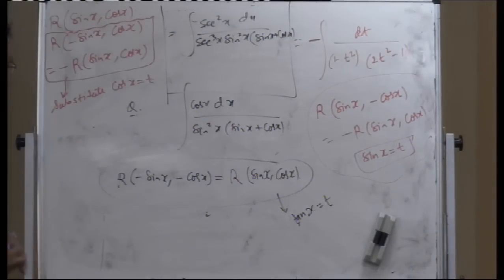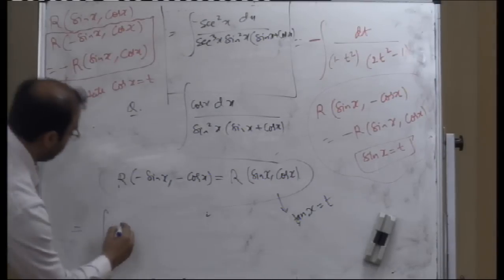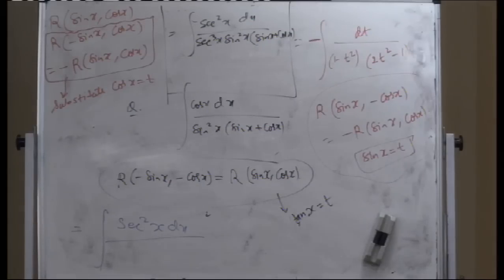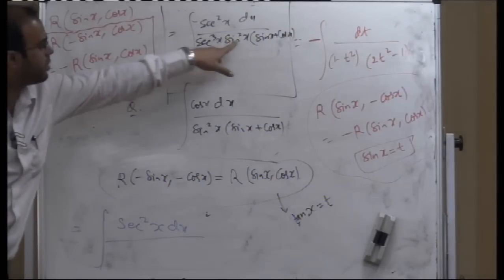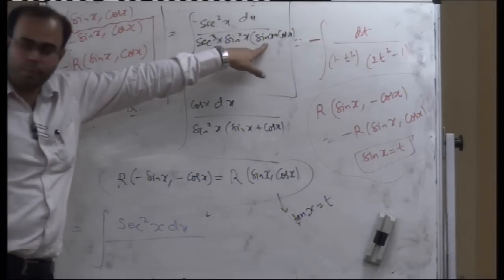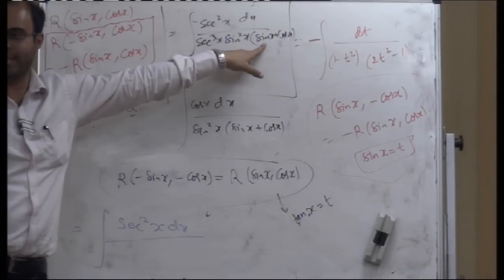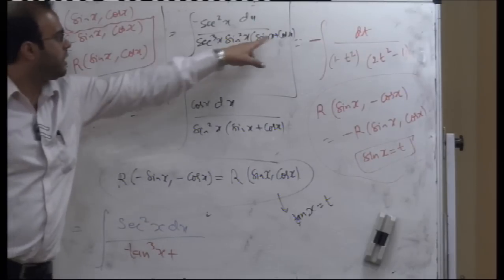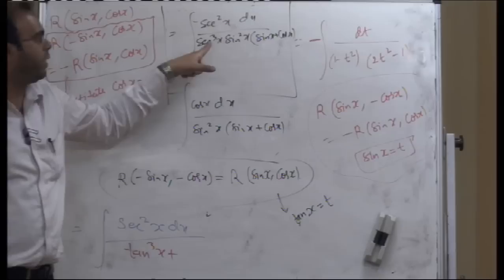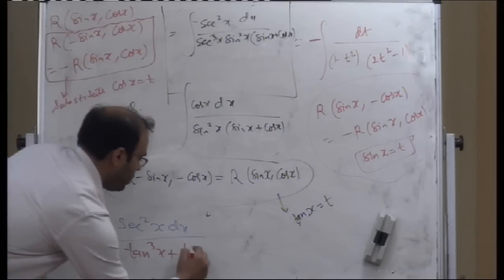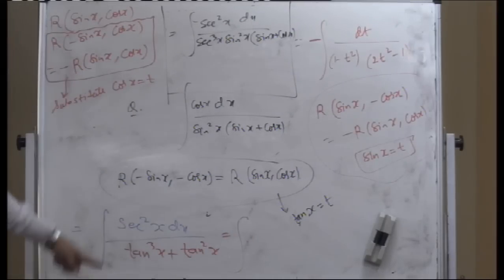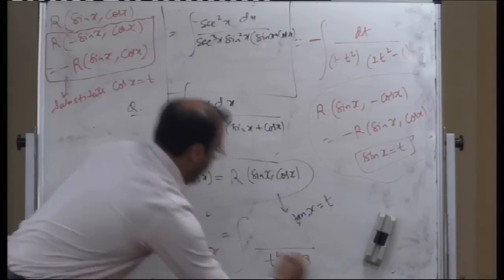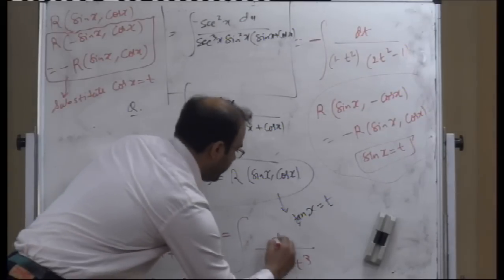In the next step, what we can do is sec square x dx upon, let us multiply this sec cube x with each of the terms. So this would become sin cube x into sec cube x, that is sin cube x by cos cube x, that is tan cube x, plus cos x, where one sec x will cancel, and another sin square x into sec square x will become tan square x. And in the next step, tan x is actually t, so t square plus t cube, and in the numerator dt.